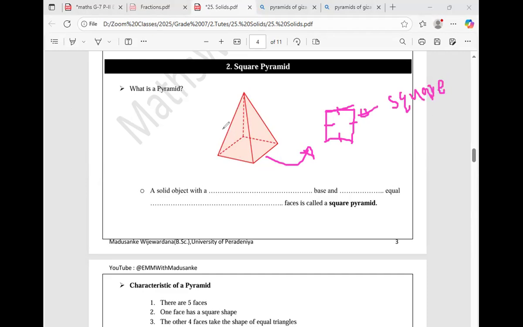Right? And all the other four sides. Okay? So this square has four sides. On those four sides, you have four equilateral triangles.